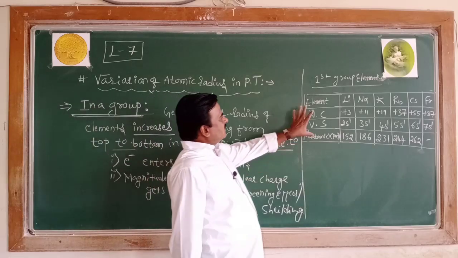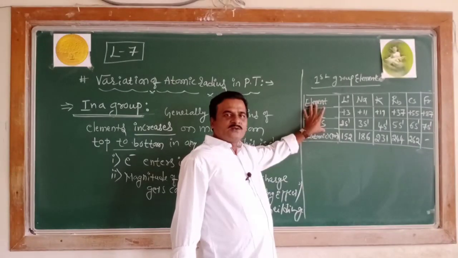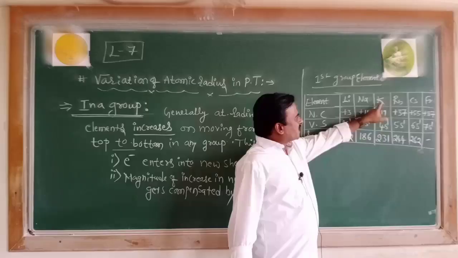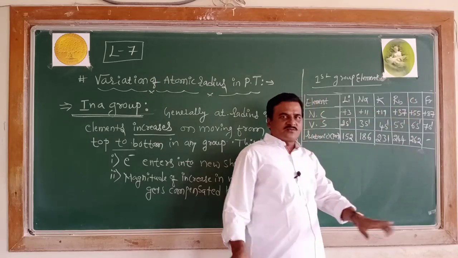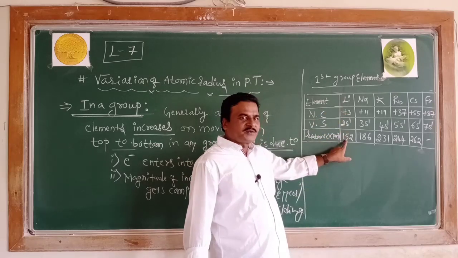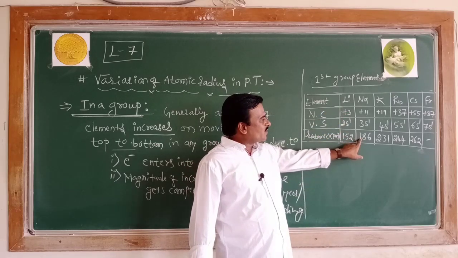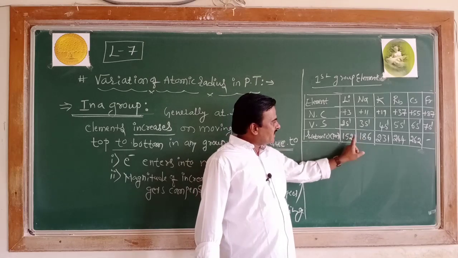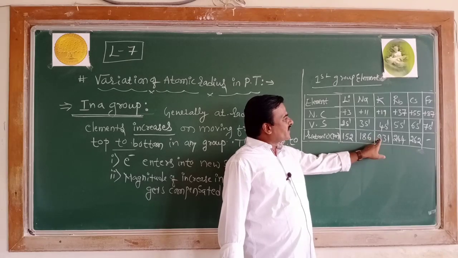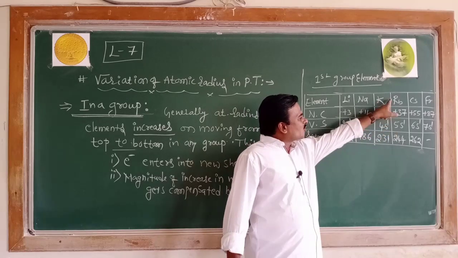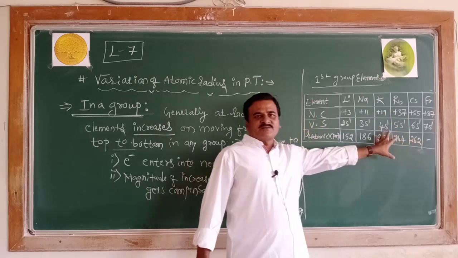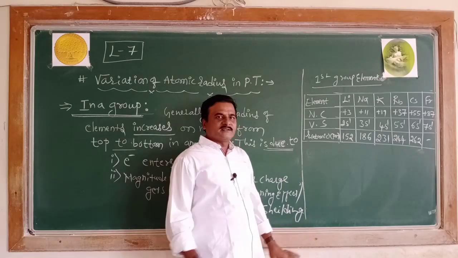So these are the atomic radius values of the elements belonging to group 1. Lithium, sodium, potassium, rubidium, cesium, francium. Get the picture of the periodic table. So lithium atomic radius 152 picometer, that of sodium 186, increased by nearly 34 units. Next, by almost 35 units, potassium 231, rubidium 244, cesium 262 picometer, francium kept blank.